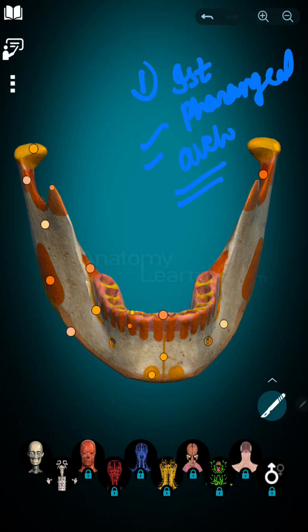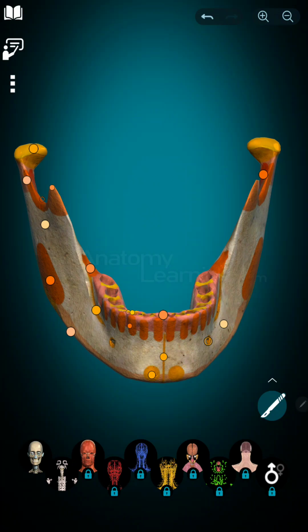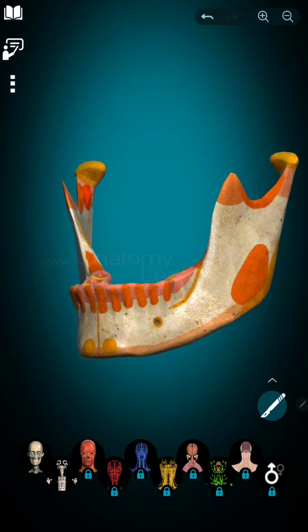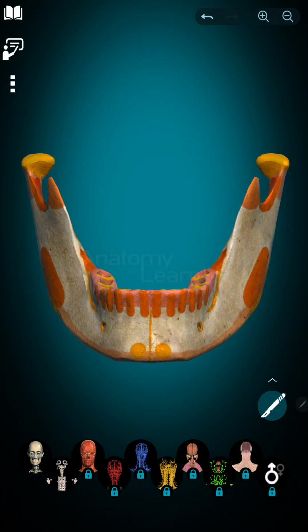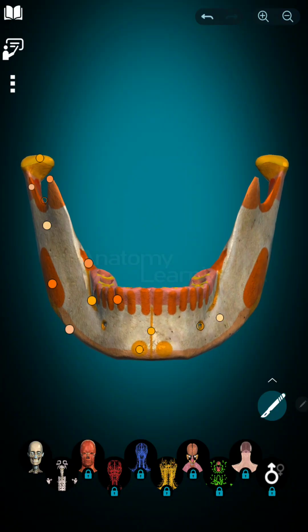Okay, now it is horseshoe shaped, right? As you can see here, it is like a horseshoe shape. So it is horseshoe shaped and it consists of three parts. That is, here is one ramus, here is another ramus, and the body of the mandible.